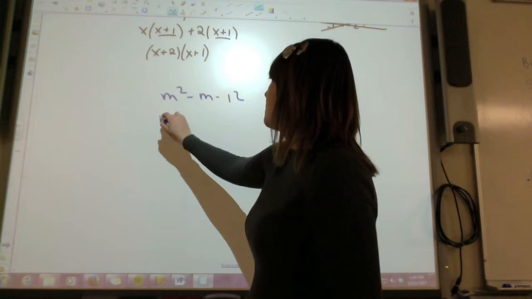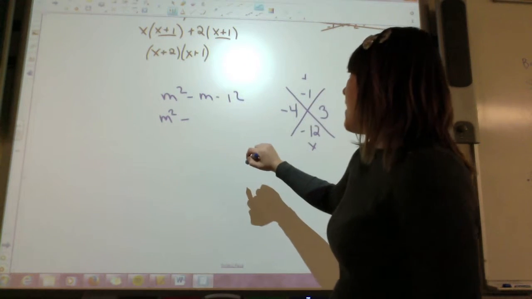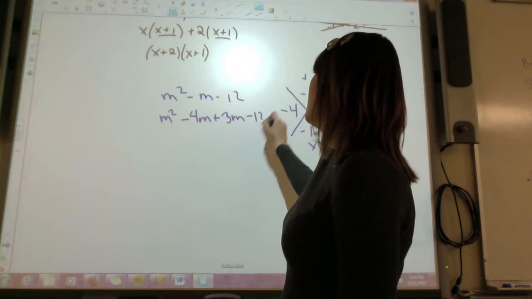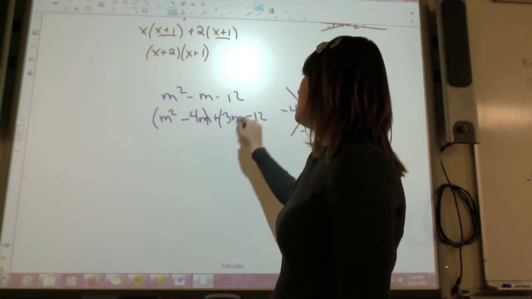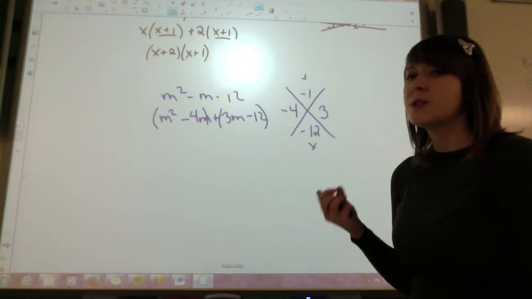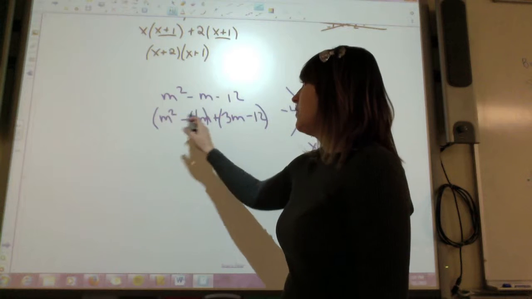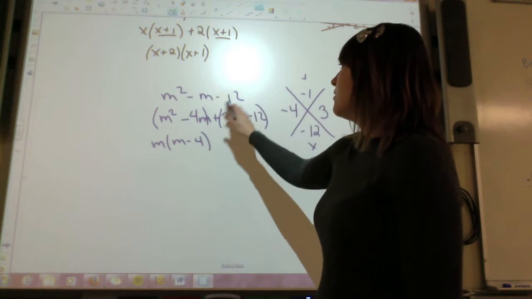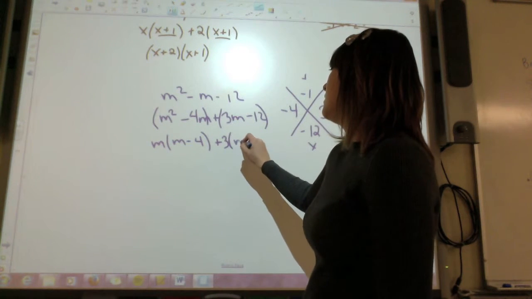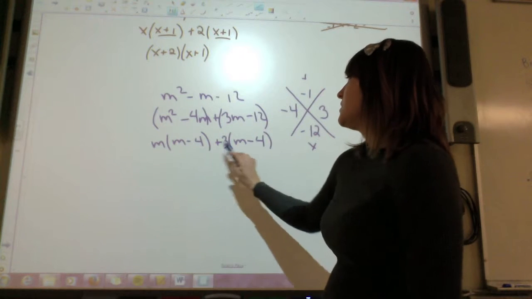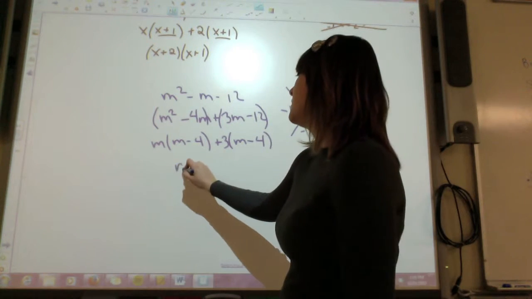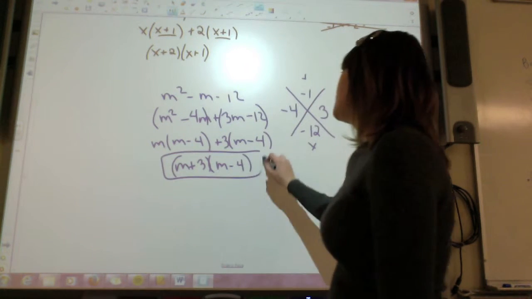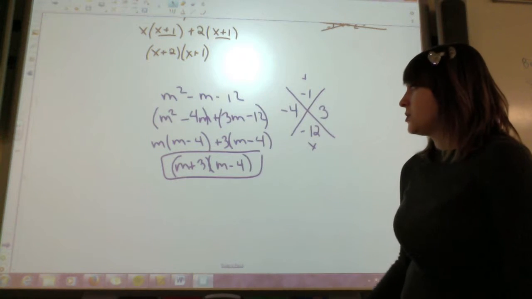So when I factor by grouping, I'm going to split up this -m into -4m plus 3m. Then I can group these together, and I can group these together, and pull out the largest common factor from each. Here the largest factor is going to be m, and I'm left with m minus 4. Over here my largest factor is going to be 3, and I'm left with m minus 4. Now since these two are the same thing, I can regroup this into m plus 3 times m minus 4. So this is going to be the factored form of that equation.